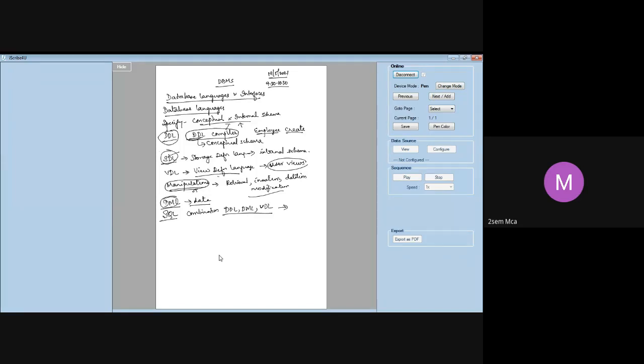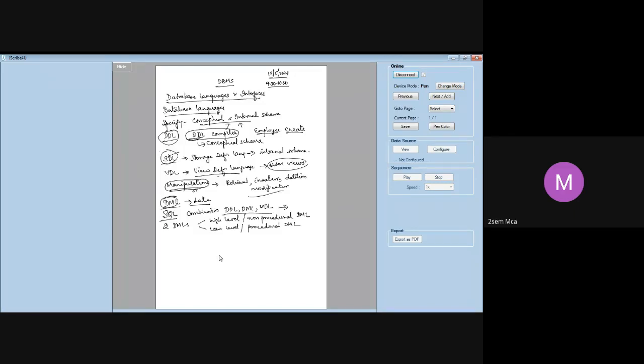Now, there are two main types of DML. One is called a high level or non-procedural DML. Listen very carefully. These are all very important. High level or non-procedural DML. And then you have one more, which is low level or procedural DML. What is the difference between the two? Low level or the procedural DML.